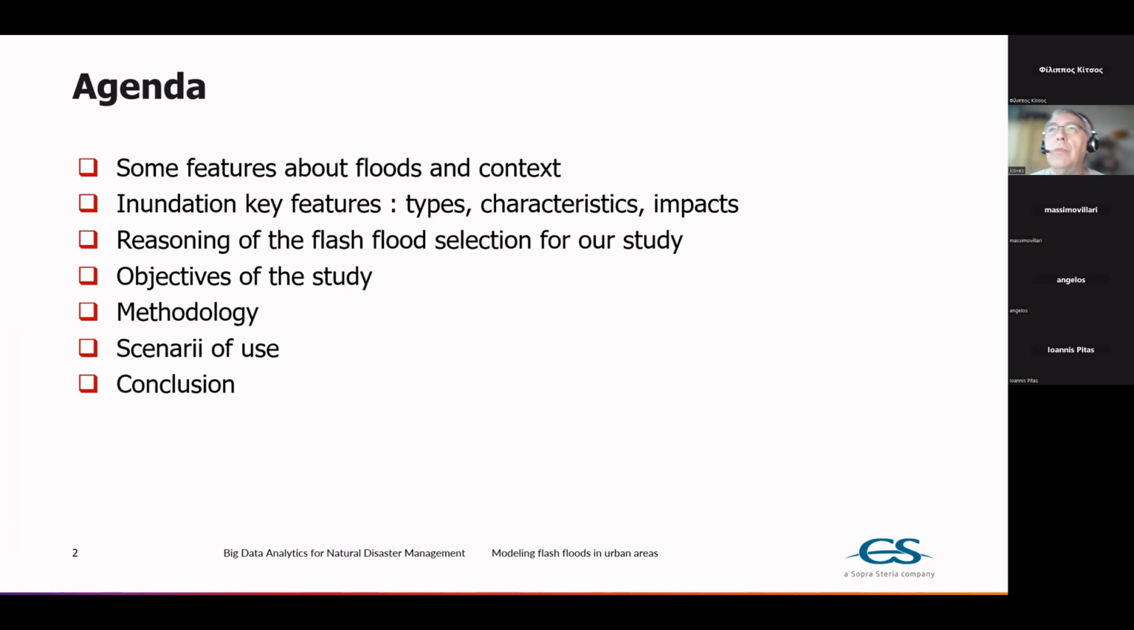So we present some key features of these floods, why we choose to work on that, why we choose to work on the use case of the city of Nîmes, and the methodology and different scenarios that we are trying to apply. Of course, if you have any question, just write them in the chat. It will be a pleasure to answer. I don't know how long the presentation will be. I think we'll have time at the end to answer.